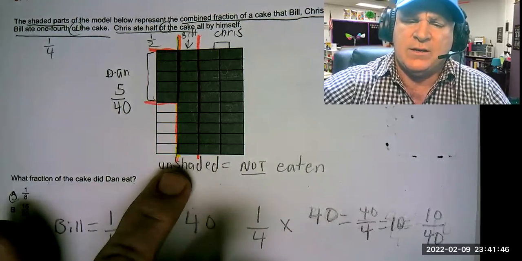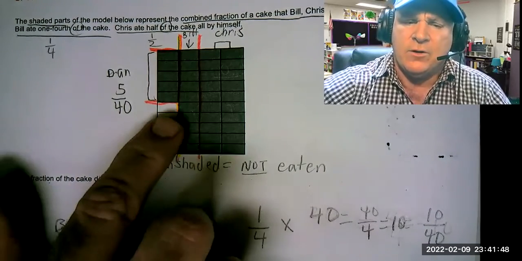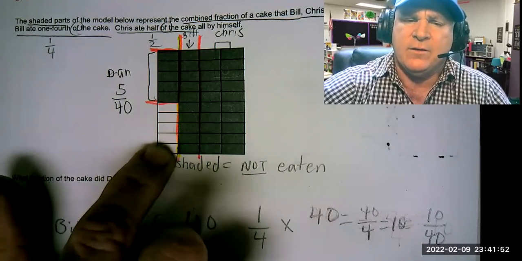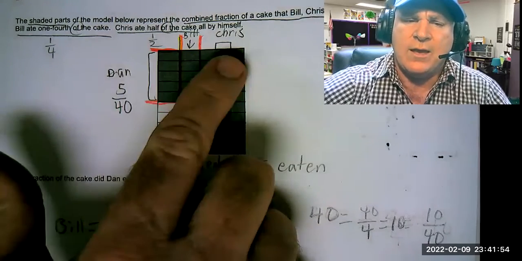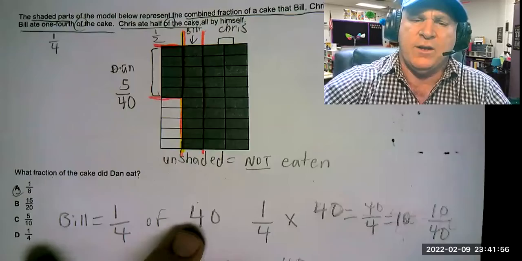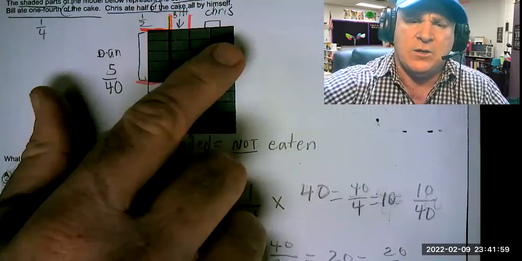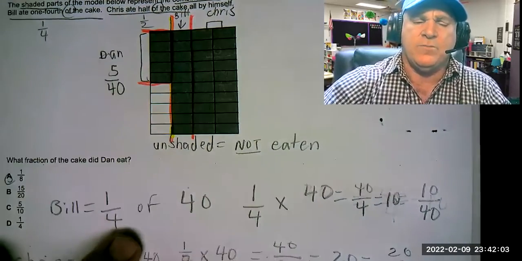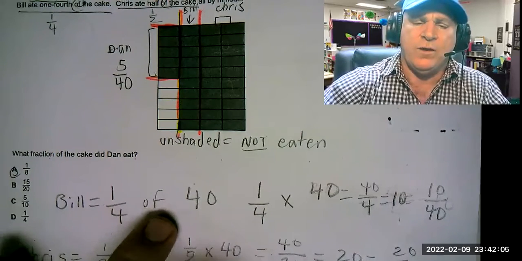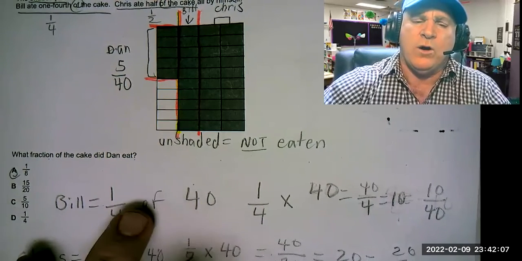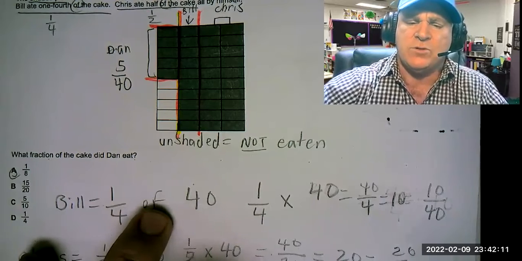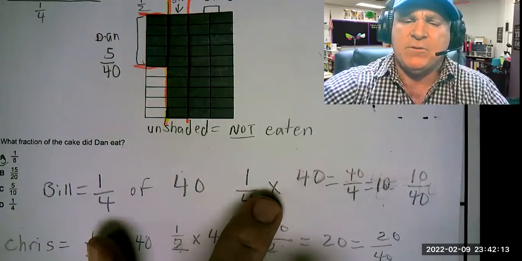The unshaded is the not eaten part. They're not asking us about that, but that has to be part of the whole because the whole cake has 40 pieces, 10, 20, 30, 40. So how do you take 1/4 of a whole cake? How do you take 1/4 of 40 pieces? Of means times. So 1/4 times 40.